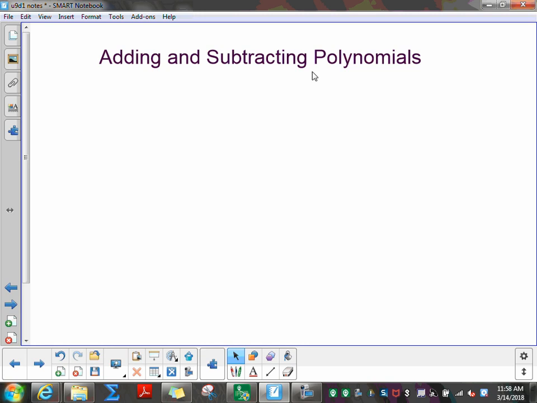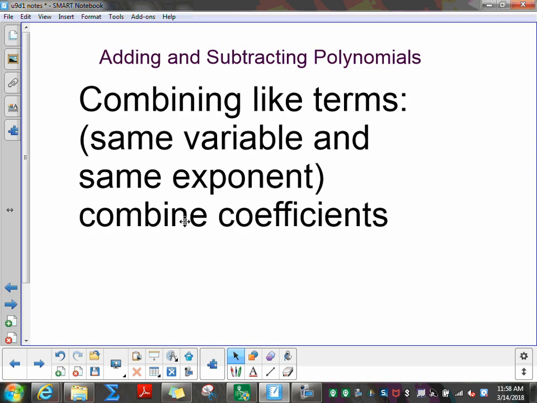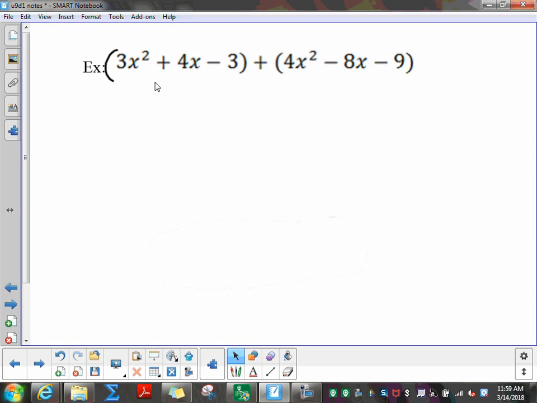Adding and subtracting polynomials is just combining like terms. So remember that means they have the same variable and the same exponent, and we just add the coefficients. That's all we're doing. So if we have this as an example, 3x squared plus 4x minus 3 plus 4x squared minus 8x minus 9. The only reason the parentheses are there is to separate the polynomials, so you know which one's a polynomial. Like, this is the first polynomial, this is the second. You don't need them because we're adding, so I just dropped them and rewrote it.